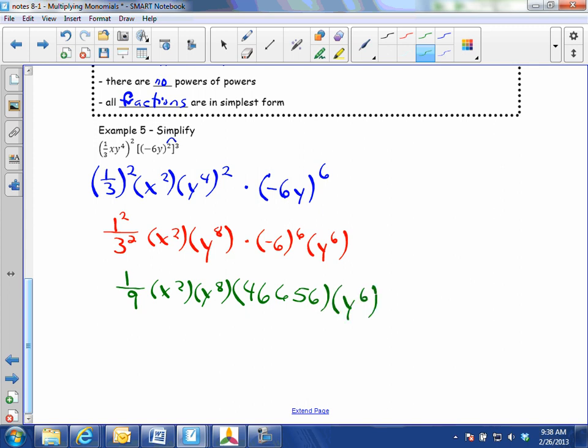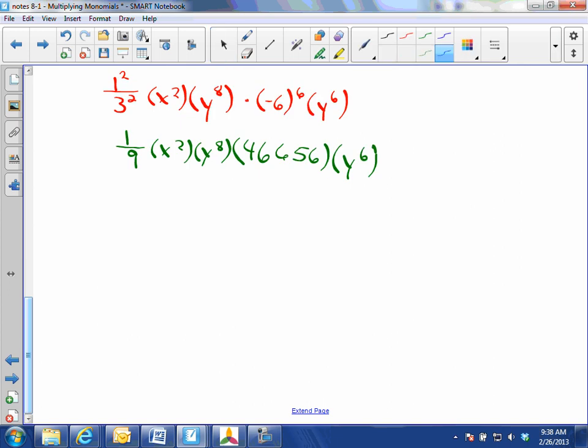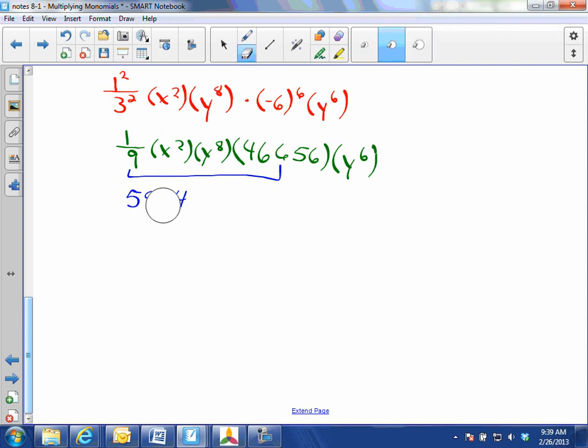Okay, we're almost done. Now what should we look for? Combining. I would say regular number times regular number. So what's 1 over 9 times 46,656? 5,184. Goodness gracious.